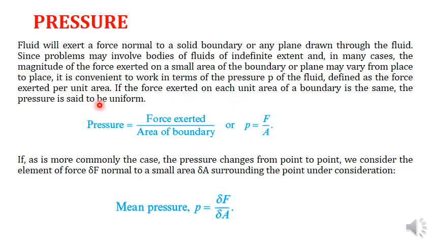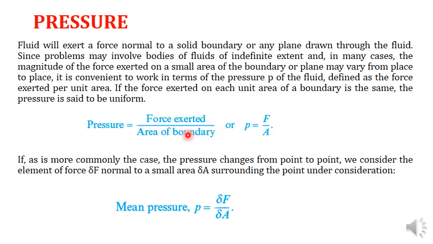If the force exerted on each unit area of the boundary is the same, the pressure is said to be uniform. For uniform pressure, the equation can be developed as: the pressure is the force acting or exerted on a unit area of the boundary. Force divided by the area. Or in terms of notations, P is equal to F over A.